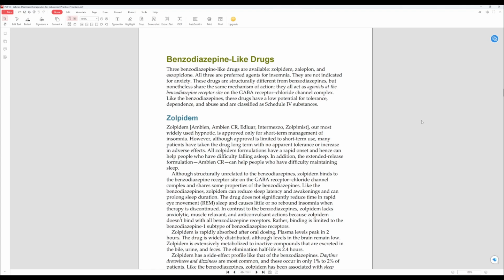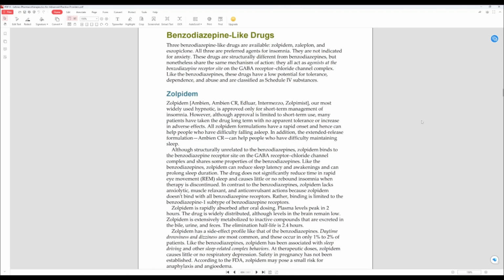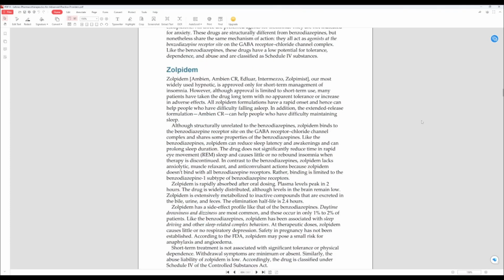So let's start talking about the first one, zolpidem. Zolpidem, also known as Ambien, our most widely used hypnotic, is approved only for short-term management of insomnia. However, although approval is limited to short-term use, many patients have taken the drug long-term with no apparent tolerance or increase in adverse effects. All Ambien formulations have a rapid onset and therefore can help people who have difficulty falling asleep. In addition, the extended release formulation, Ambien CR, can help people who have difficulty maintaining sleep.